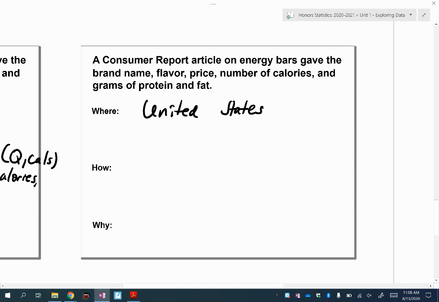For the how, there's a lot of answers here that I would completely accept. Many years students just say, well, you could just go to the store and buy a bunch of energy bars and look at the product information on the back. You can write that. That's fine. I'm just thinking more of like if this is a website that someone's writing an article to list like the top energy bars, then they're probably just going to ask the energy bar companies to send them samples. So I'm just going to say how is they were sent samples from companies.